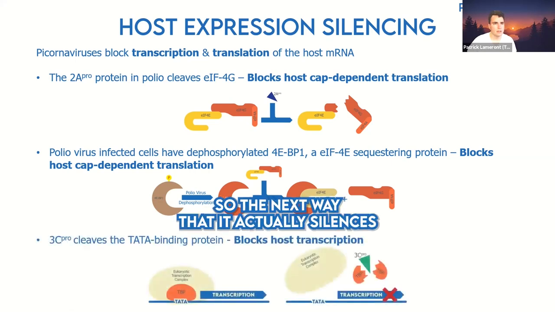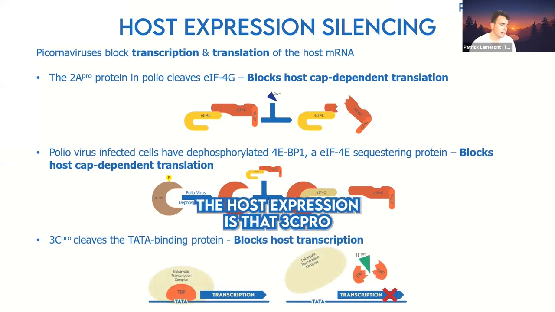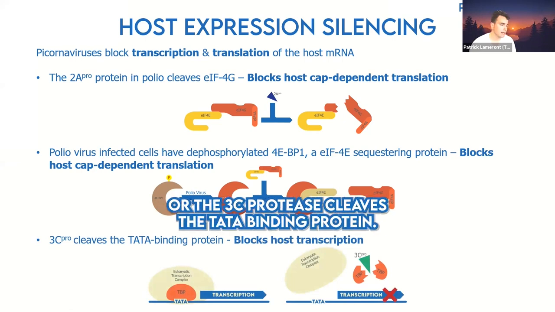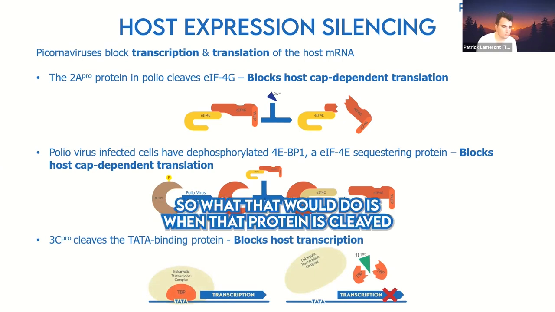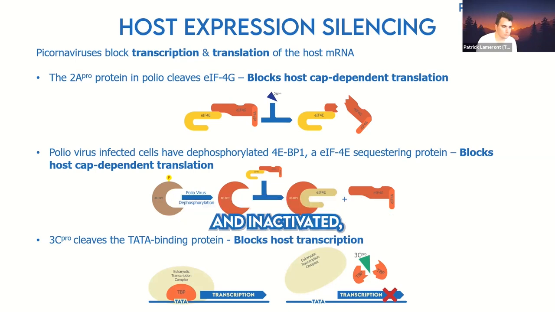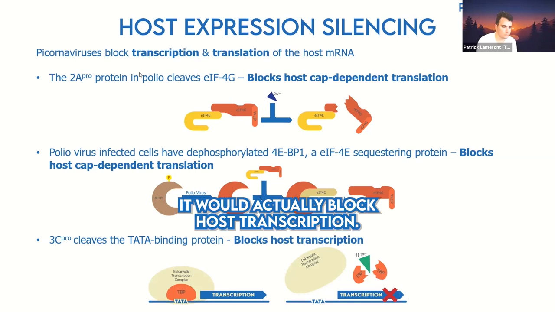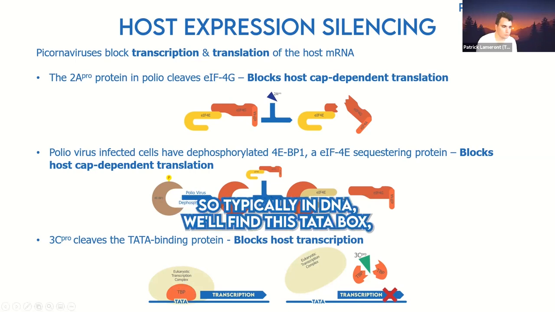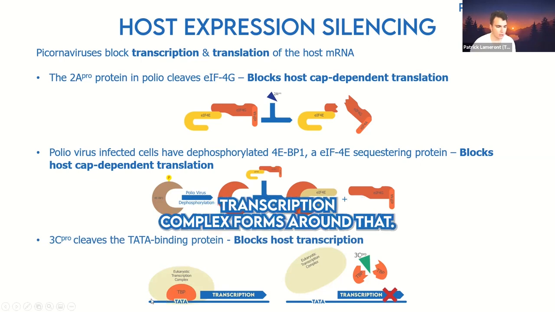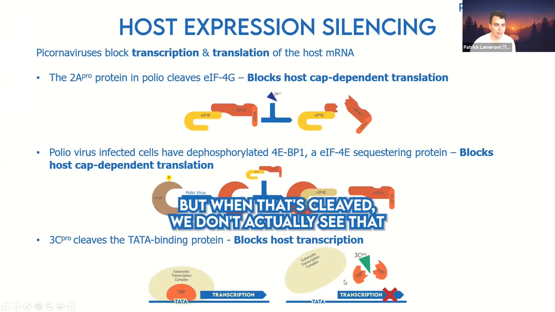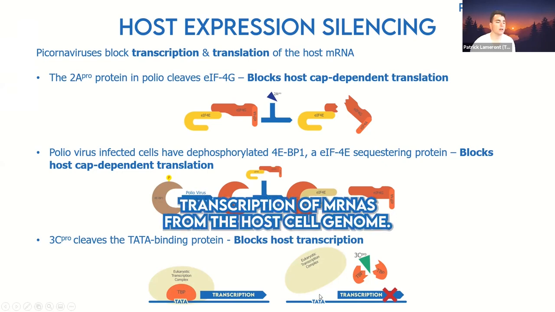So the next way that it silences the host expression is that the 3C protease cleaves the TATA binding protein. So everyone should remember that. What that does is, when that protein is cleaved and inactivated, it blocks host transcription. Typically in DNA, we'll find this TATA box, the TBP binds to it, and then the eukaryotic transcription complex forms around that. But when that's cleaved, we don't see transcription of mRNAs from the host cell genome.